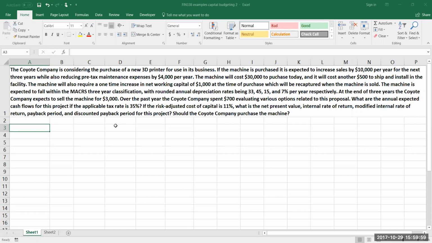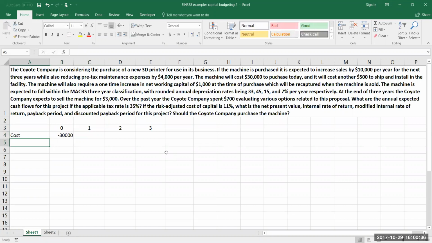Now it's specified that we are to assume that this project is expected to increase sales by $10,000 per year for the next 3 years. So with that in mind, we have a 3-year project. So let's go ahead and put 3 years on our timeline. And now let's start with the cash flows that we have happening at time 0. So we have the initial cost, and the problem specifies that the initial cost is $30,000 to purchase today. So if we purchase it today, that's an outflow, so we'll put in a negative $30,000.